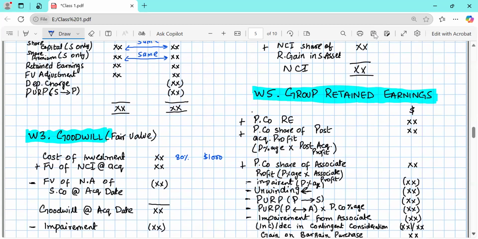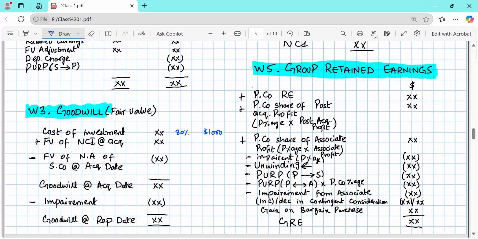NCI is what? NCI is non-controlling interest. So if you hold 80% of the shares of a certain company, the remaining 20% will be NCI, right? Now, what is the value of NCI? Let's assume it is 200. So it means that the total amount you would have paid for the company is $1,200.